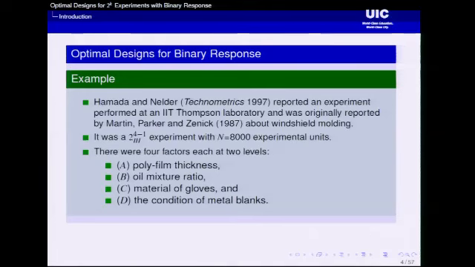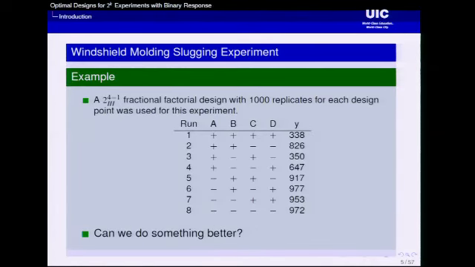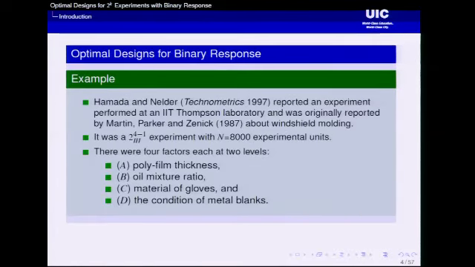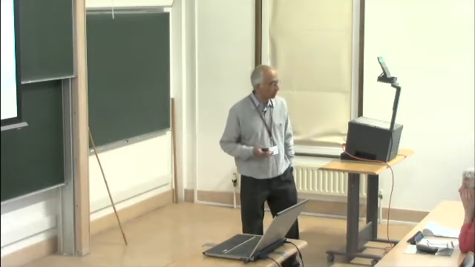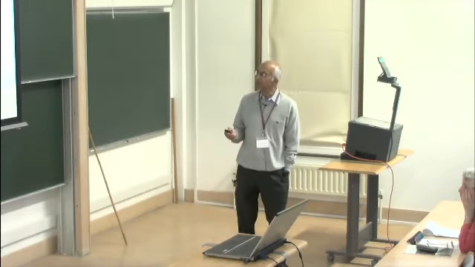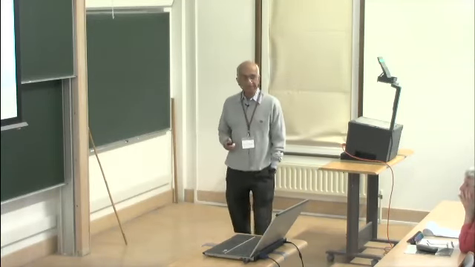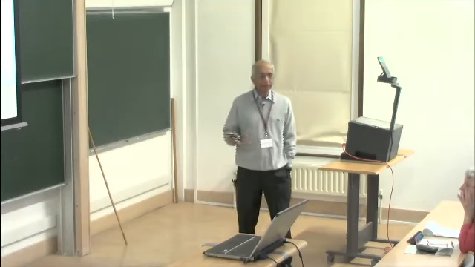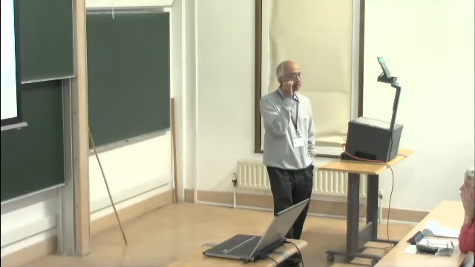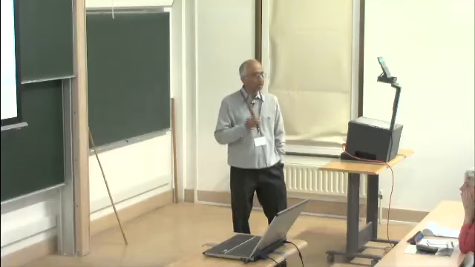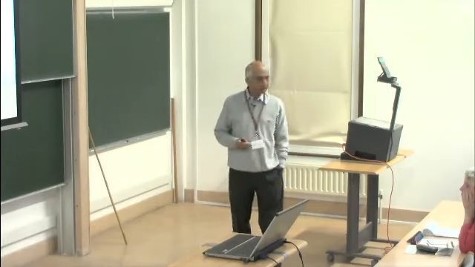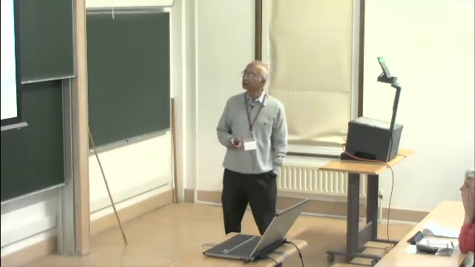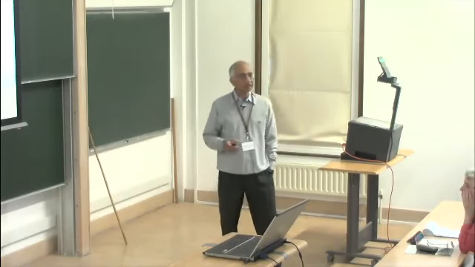So if you look at this, 2 to the 4 minus 1 is 8, 8 experimental units. And these are the y's. The y's are whether the molding was good or not. I mean, success is whether the molding was good or not. So the question that we ask is, can we do better than if we were to run, if we had 8 runs, should we do it like this? This is a regular fraction. So should we do a regular fraction, or are there other possibilities?